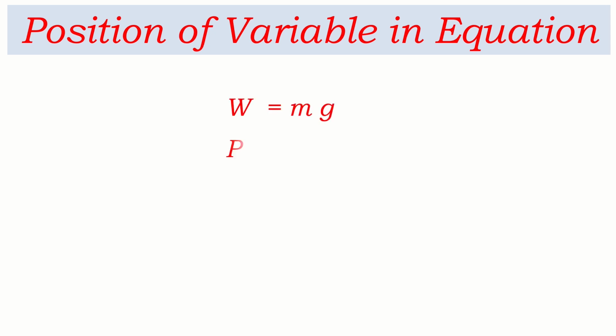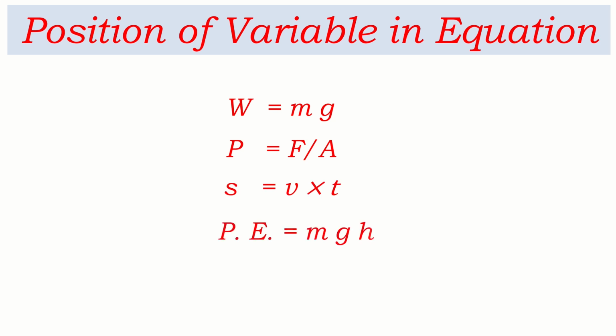I want to present some equations. Look at this. W equal to mg, weight equal to mass into acceleration due to gravity, pressure equal to force by area, and displacement equal to velocity into time, potential energy equal to m into g into h, mass into acceleration due to gravity into height, kinetic energy equal to half mv square. These are the equations and these are the variables also, the physical quantities which we use in scientific research and experiment. All are variables. And in this equation, which variable is kept in which side, left hand side or right hand side, I'm going to tell you about this.